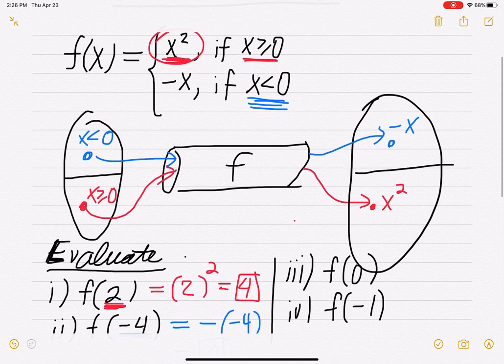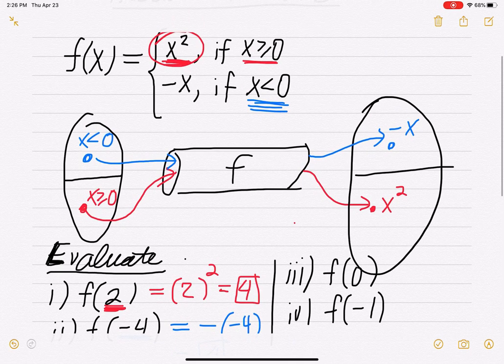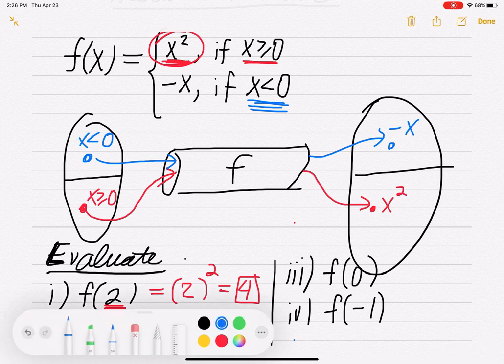What about 0? So this is number 3. The input 0. Is that greater than or equal to 0, or is that less than 0? Well, 0 is greater than or equal to 0 because it's equal to 0. So 0 is actually a red value in this case.